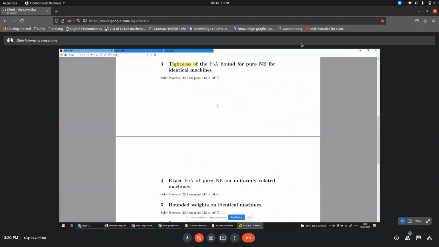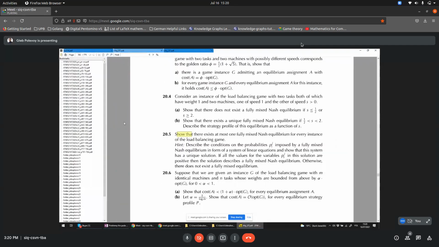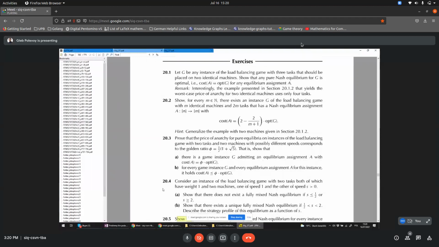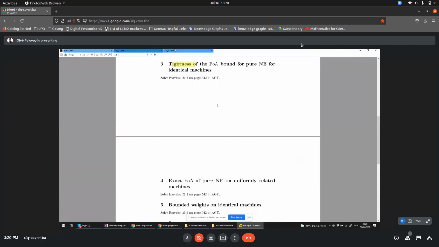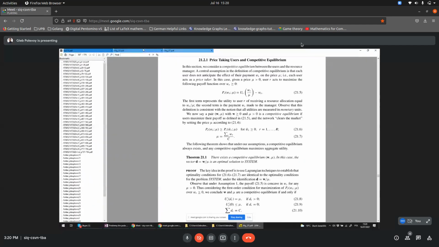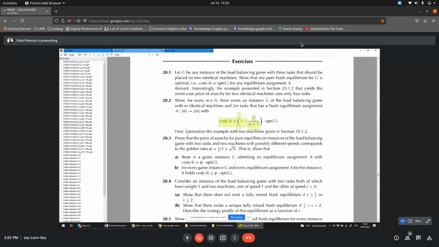So going back to the exercise now. Remember that we have this bound for exercise 20.2. We set this bound that the cost of any pure equilibrium on identical machines is at most 2 minus 2 divided by (n plus 1) times the optimum. We had this bound in the lectures, and it is also in the book.